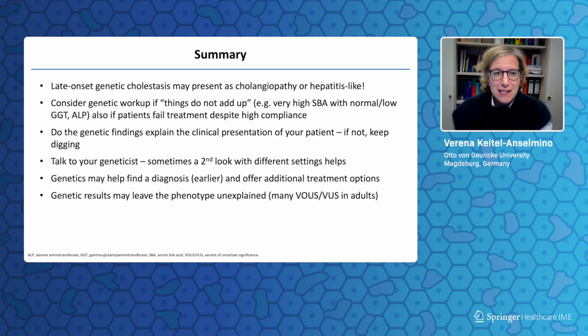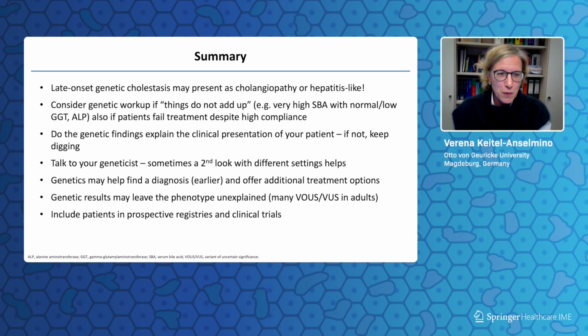And we must say genetics do not solve all our problems. There might still be unexplained phenotypes. In the adult population, we find many variants of unknown significance, and it's sometimes difficult, and I'm sure my colleagues agree, to then decide, is this it, or should we look for something else? We should include these patients into a prospective registry, for example, to look at the cancer risk, and also in clinical trials to offer them something in the future. And with that, I'm at the end, and I would like to open this presentation for discussion with my two colleagues.